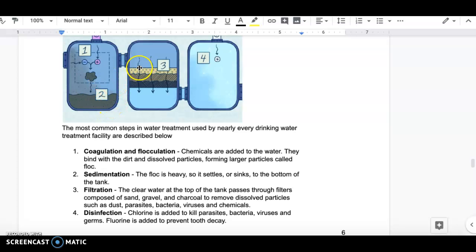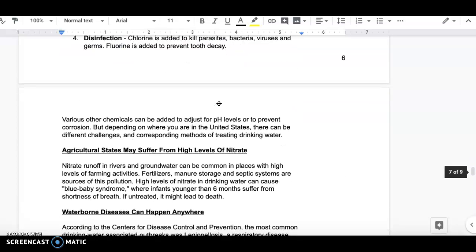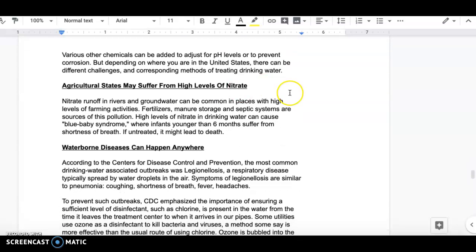And then in step 3, filtration occurs, where the clear water at the top of the tank passes through filters composed of sand, gravel, and charcoal to remove dissolved particles such as dust, parasites, bacteria, viruses, and chemicals. Then step 4, disinfection, where chlorine is added to kill parasites, bacteria, viruses, and germs. Fluorine is also added to prevent tooth decay. Various other chemicals can also be added to adjust for pH levels or to prevent corrosion of pipes.